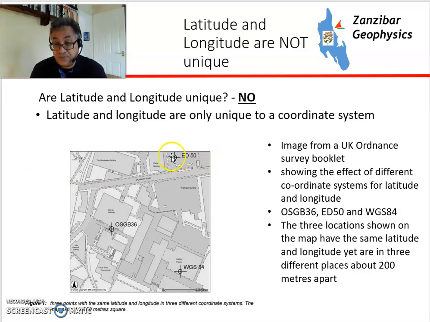This is ED50 or European Datum 50. This is OSGB 36, which is what people use for the national grid in the UK, and this is WGS 84. Now they're all within 200 meters of each other, which may not sound like much to a lot of people, but when you're locating an oil well, or a mine, or other buildings, or, for the sake of argument, disposed ordnance, you really would need to know that. So, key point here is latitude and longitude are not unique.